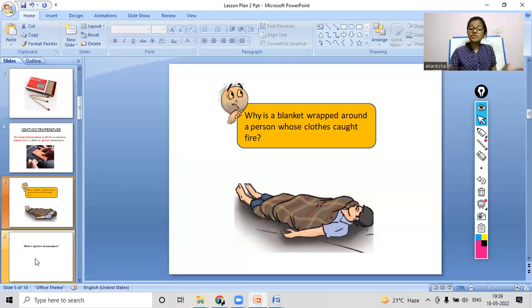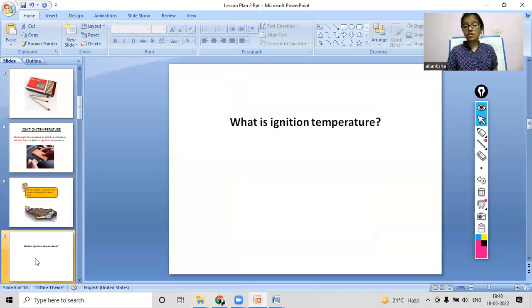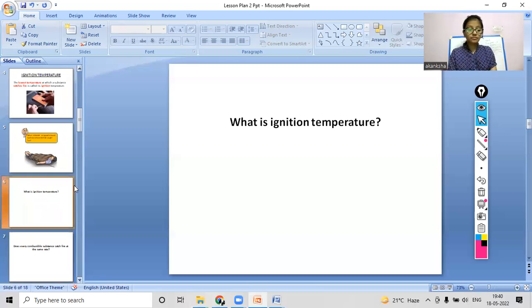So right now we discussed what ignition temperature is and how combustible things catch fire. Now you have to answer: what is ignition temperature according to you? Yes, we can say that ignition temperature is the lowest temperature required by a substance to catch fire. Yes, you all are right. So I think you have gotten the concept of ignition temperature. Now we will move on ahead and see some more topics regarding this chapter.